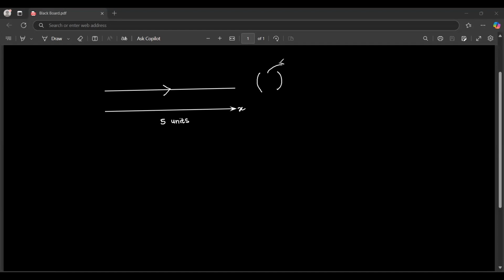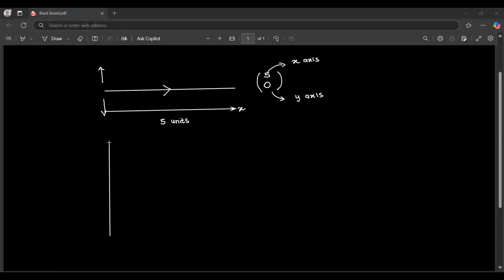The first digit in the column represents how much it moved in the x-axis, and the second digit says how much the vector moved in the y-axis. Here, in the x-axis it has moved 5 units, and in the upward or downward direction, has it moved at all? No. So you can say 0.